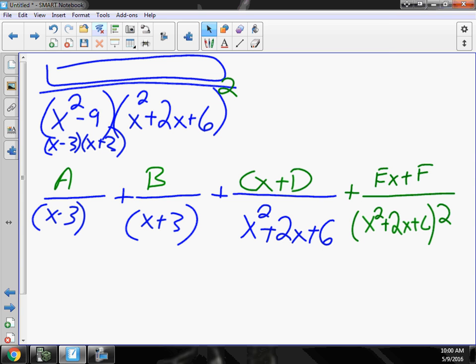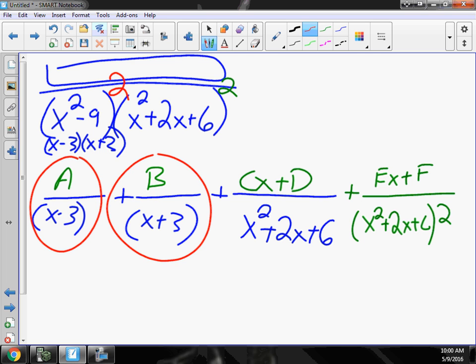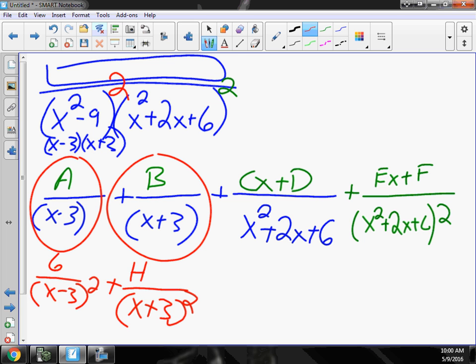Okay? Well, what if I squared this? Then both of these could have a squared on them, so I would have x minus 3 squared and x plus 3 squared, but the numerators they still have to be constants because the denominators are just squares of linear factors. So this would be G, and this would be H.